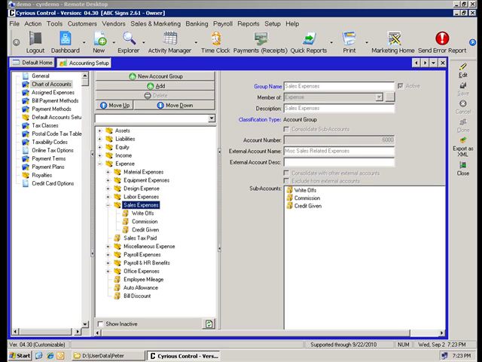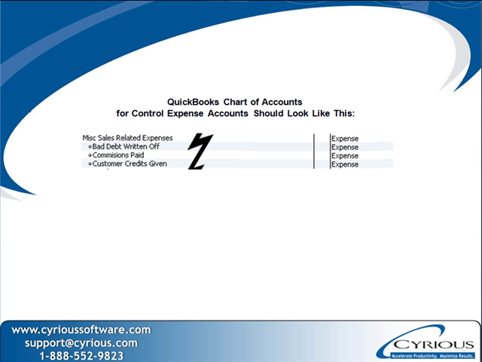In Control, under sales expenses, we see the write-offs, commissions, credit givens. These are the credits given. These are the 3 sales expense accounts that we are concerned with exporting from Control into QuickBooks. So looking at your QuickBooks chart of accounts, for the expense accounts that we're concerned with coming in from Control into QuickBooks, your chart of accounts should look like what we see on the screen now.